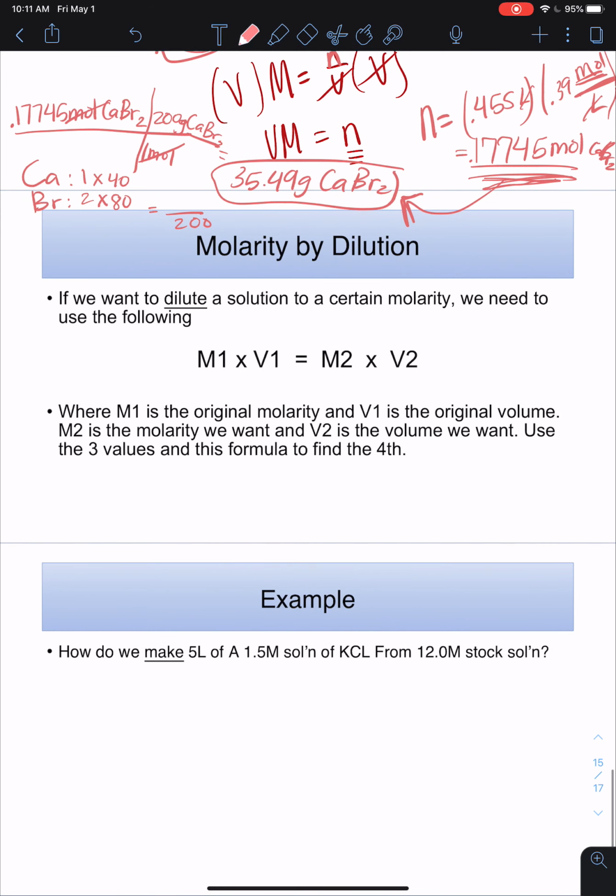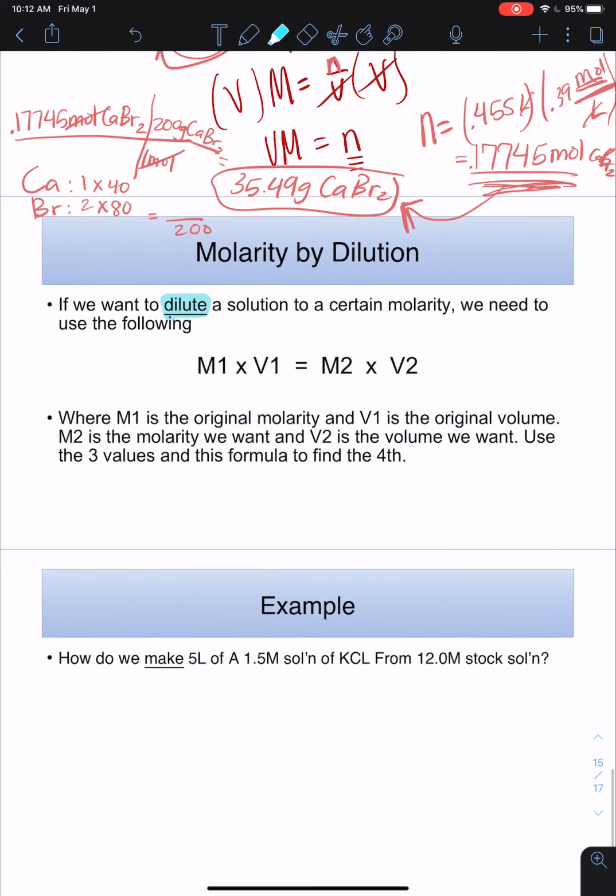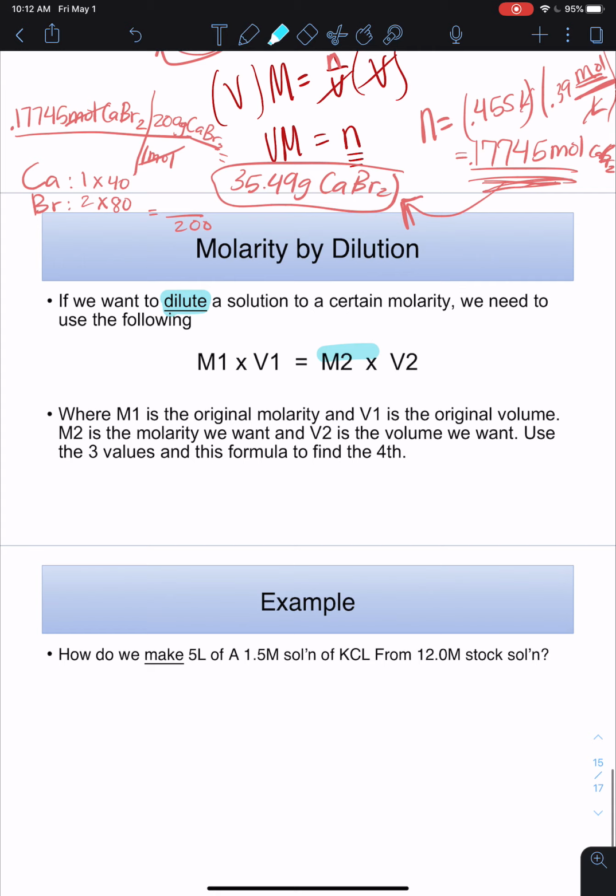Okay, so the last little part of this unit, part 1, is molarity by dilution, which is really what we do a lot of in a lab, because you have these stock solutions that are highly concentrated, and you're not going to use that fully concentrated all the time. So you're all the time having to dilute a solution. So when you're diluting a solution, most of the time you're diluting it to a certain molarity and a certain volume. So normally this is going to be what you want.